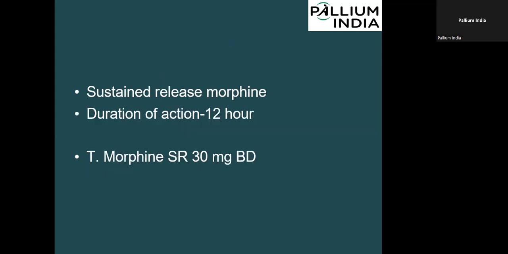That is, we can change to sustained release morphine. Sustained release morphine, the duration of action is for 12 hours. There are many preparations available like sustained release, extended release. What we are using every 4th hourly is an immediate release, IR morphine. We have preparations called sustained release, and the duration of action is 12 hours.